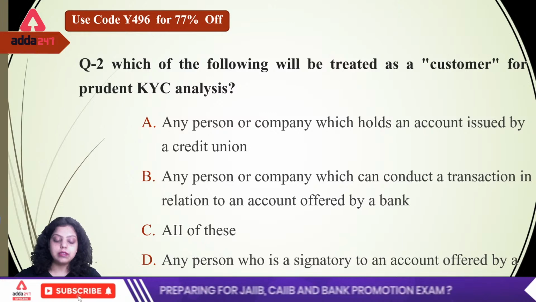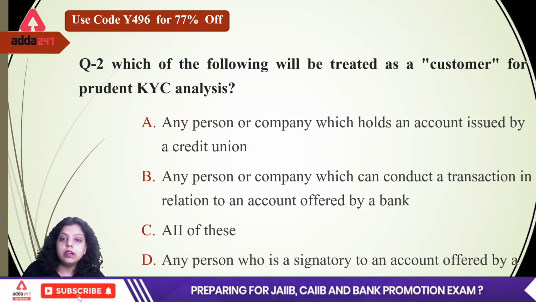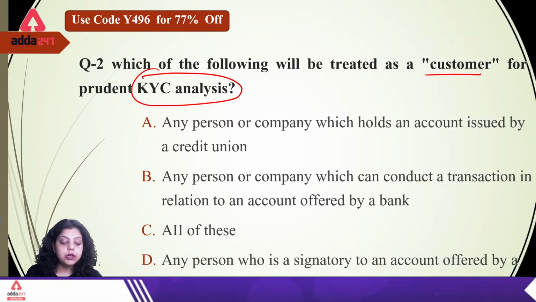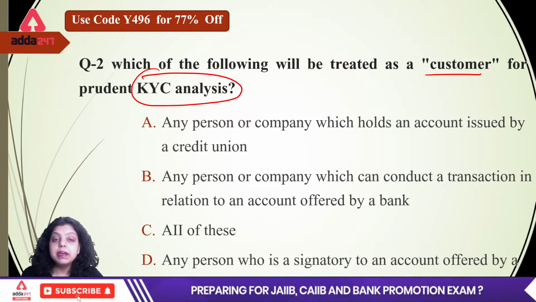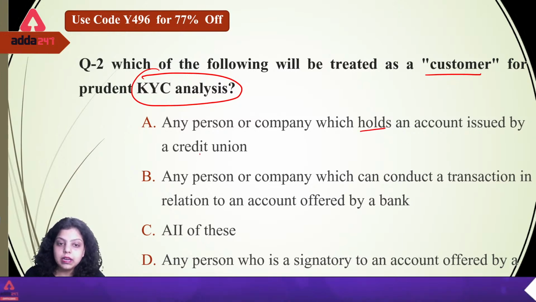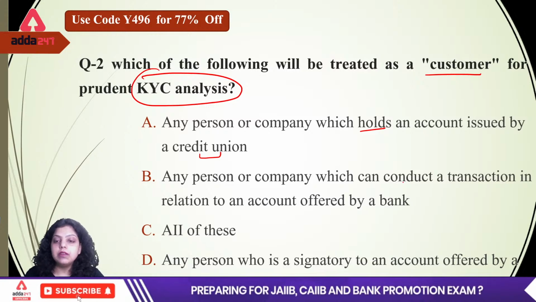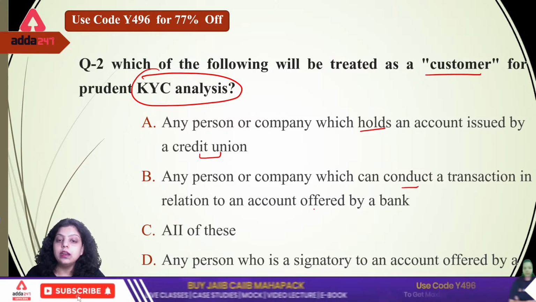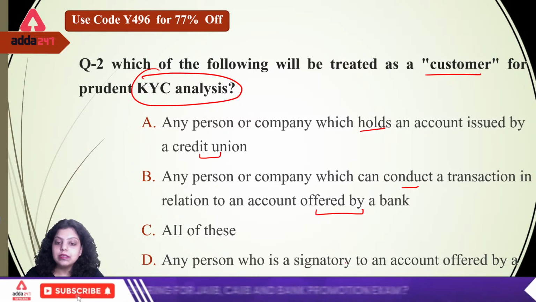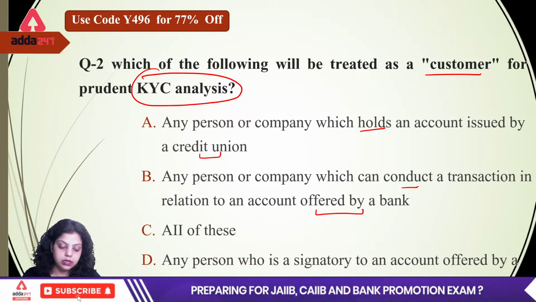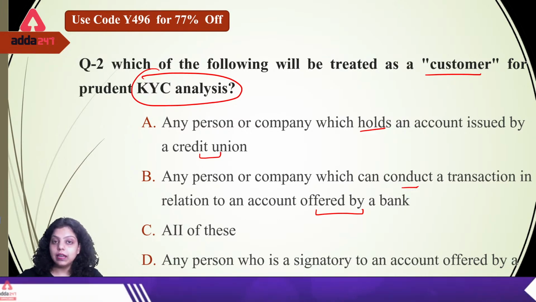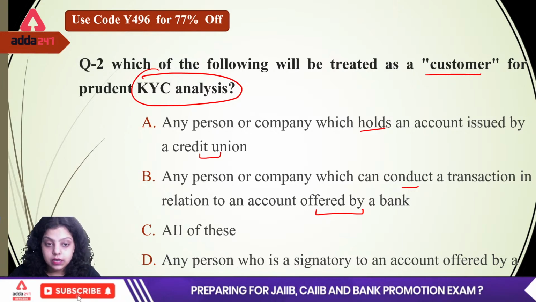Now let's move forward to the second question, which is asking which of the following will be treated as a customer for prudential KYC analysis. First statement says any person or company which holds an account issued by a credit union. Second says any person or company which can conduct a transaction in relation to an account offered by a bank. C says all of these, and D says any person who is a signatory to an account offered by a building society. So which of the following will be treated as a customer for the prudential KYC analysis? Is it A, B, C or D?